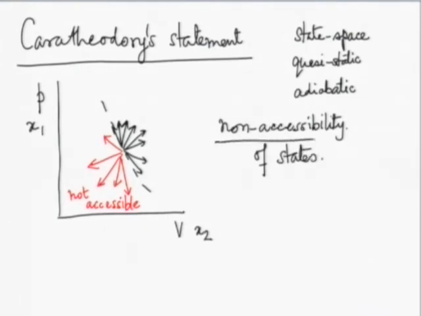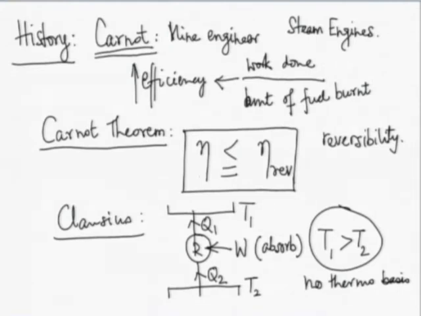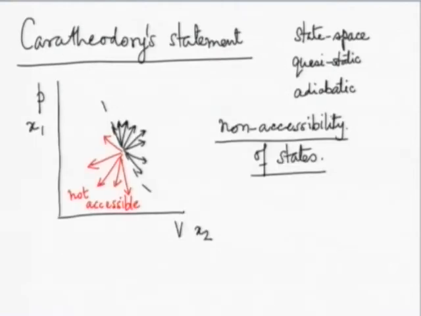So remember, the second law is some sort of a negative. If you go back, even Carnot's theorem was negative: it's not possible to exceed the efficiency of a reversible engine. In Clausius, it's not possible to transfer heat without doing any work from a low temperature system to a higher temperature system. And Carathéodory's form also says that in the neighborhood of any state, there are states which are not accessible, or you can't reach those states by executing quasi-static adiabatic processes.